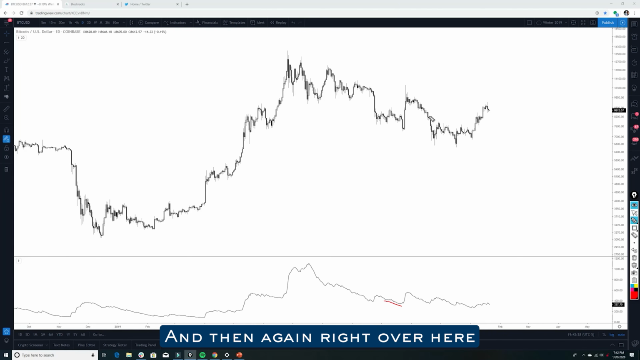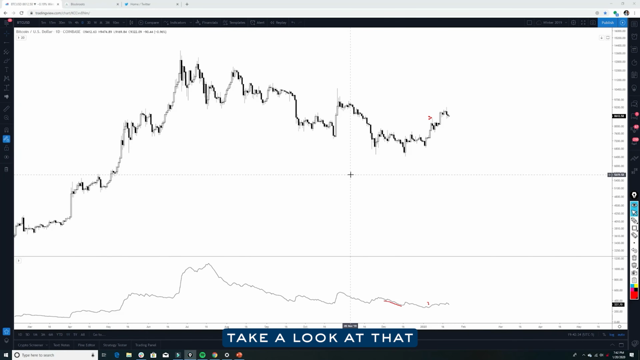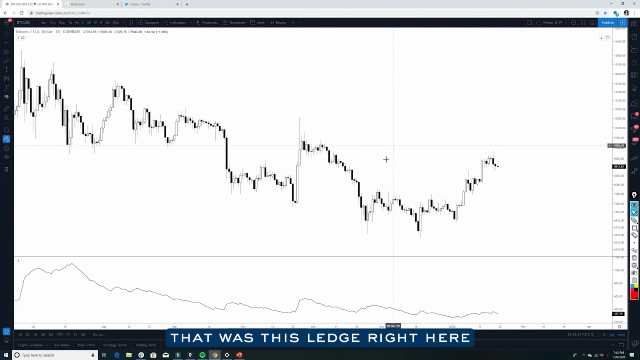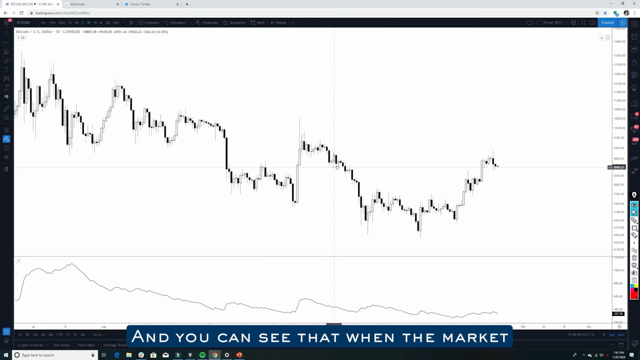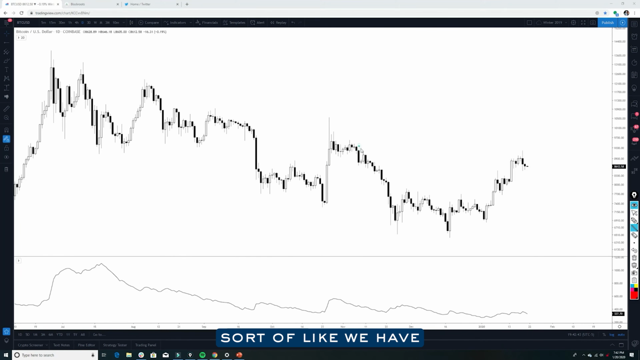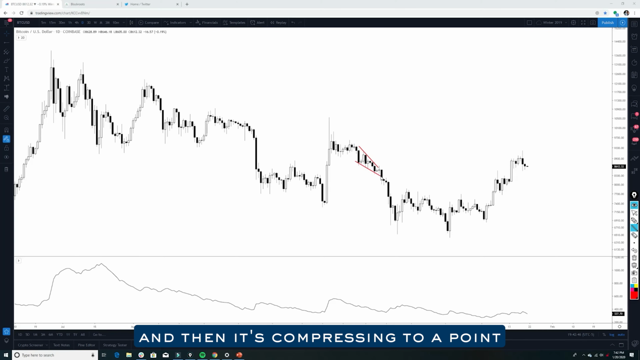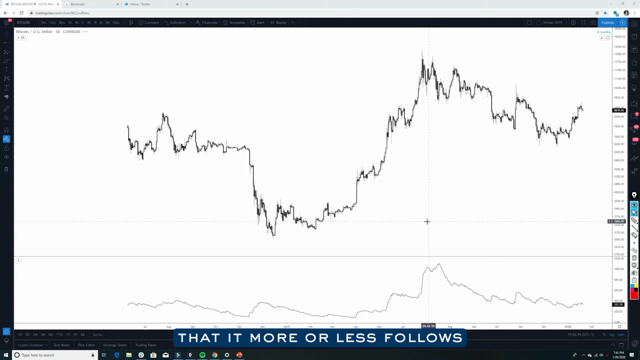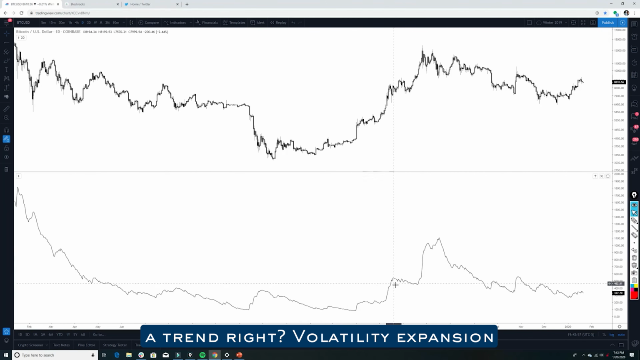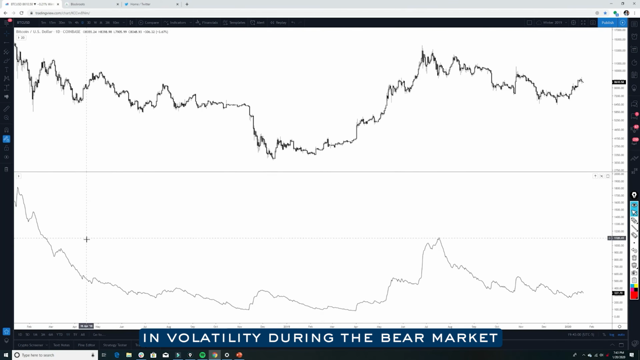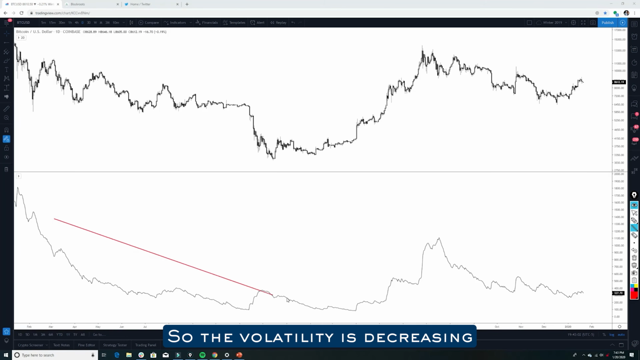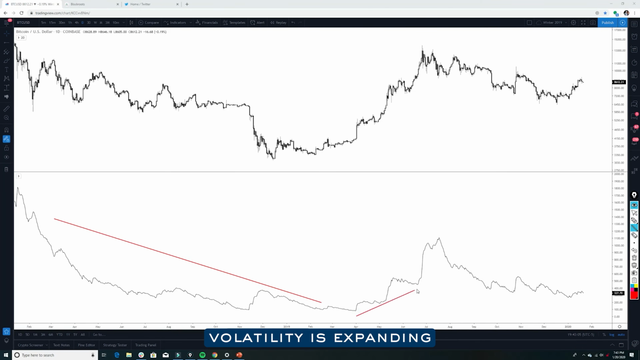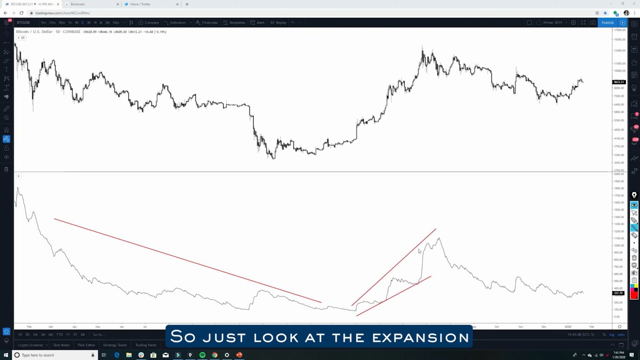And then again right over here, which is this low. There was this shelf over here, and if we just zoom in to take a look at that, you'll see that this was this ledge right here. And you can see that when the market is trending down and compressing, like we have these wide candles up here and then it's compressing to a point, the ATR was decreasing. So if you just look at the ATR and look at the trend, you'll notice that it more or less follows a trend, with volatility expansion. You have a compression in volatility during the bear market, so volatility is decreasing, and then with the bull market, volatility is expanding. So just look at the expansion within this cone.